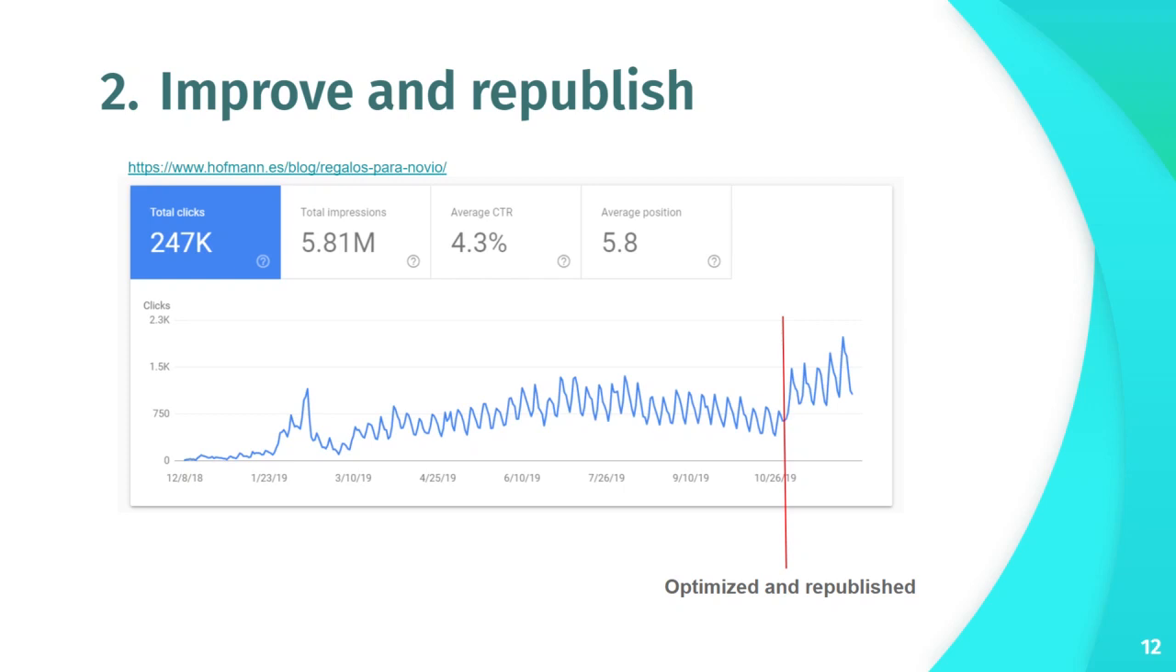So the only thing we did was to look at the keywords that blog post was ranking for in Search Console, try to add an extra variation of semantic keywords in the content, and just republish. And just by doing that, you could see that we had a peak in clicks and an increase in clicks.